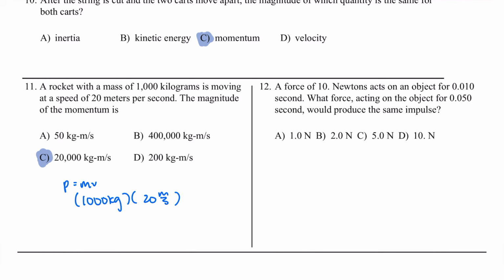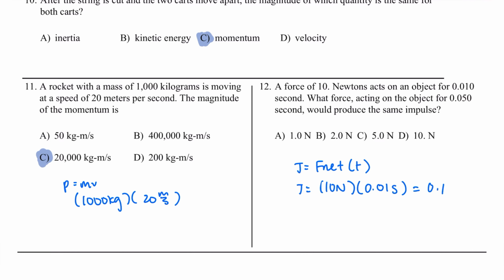Number 12. A force of 10 newtons acts on an object for 0.01 second. What force acting on the object for 0.05 second would produce the same impulse? So this is another easy question. It's asking us for impulse, so we use the impulse equation and plug in. So J equals F net times time. So J equals, it tells us a force of 10 newtons times 0.01 second. And that's going to equal 0.1.